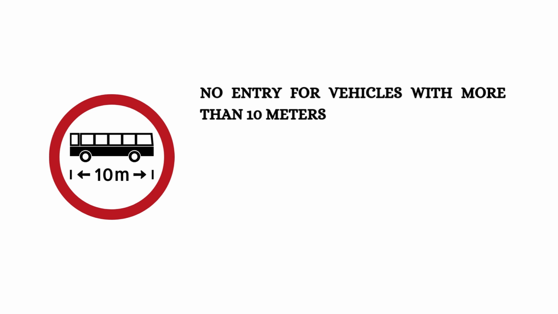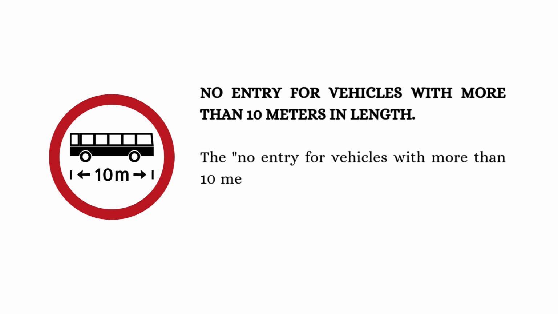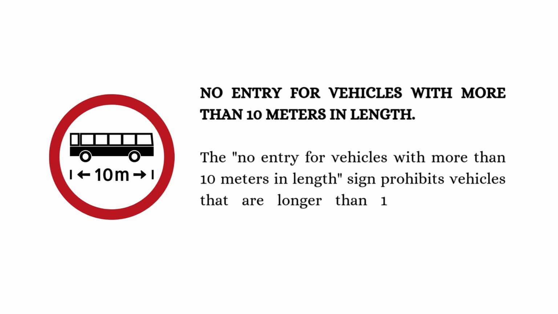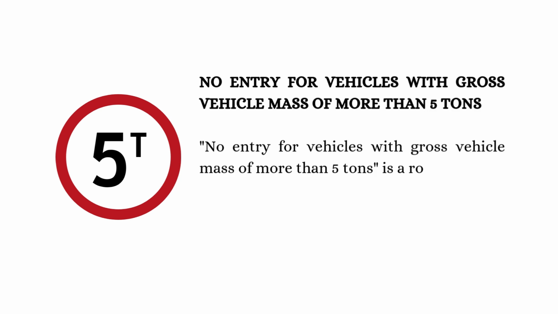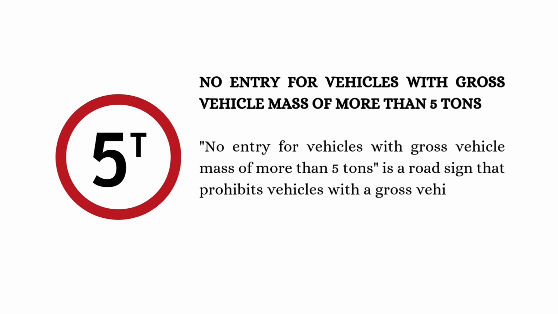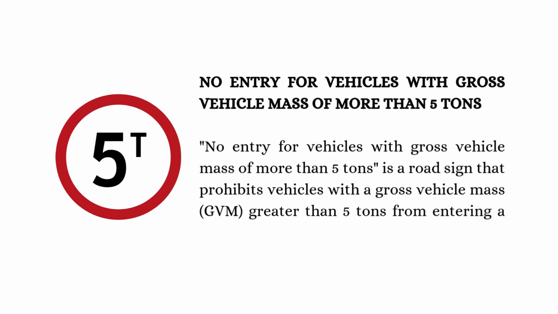No entry for vehicles with more than 10 meters in length. The no entry for vehicles with more than 10 meters in length sign prohibits vehicles that are longer than 10 meters from entering a specific area. No entry for vehicles with gross vehicle mass of more than 5 tons. This is a road sign that prohibits vehicles with a gross vehicle mass, GVM, greater than 5 tons from entering a certain area.